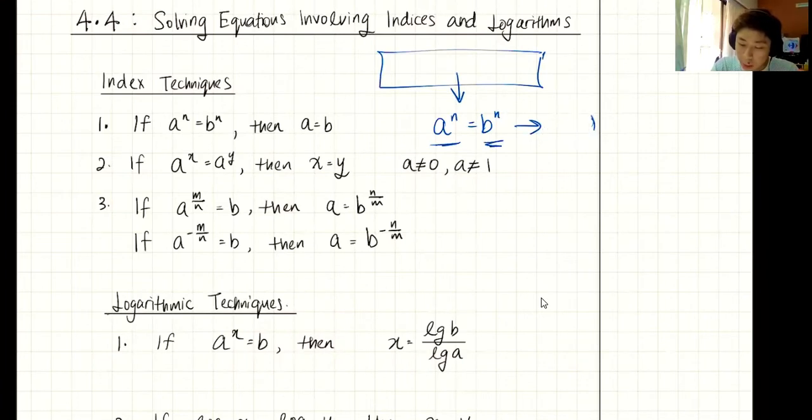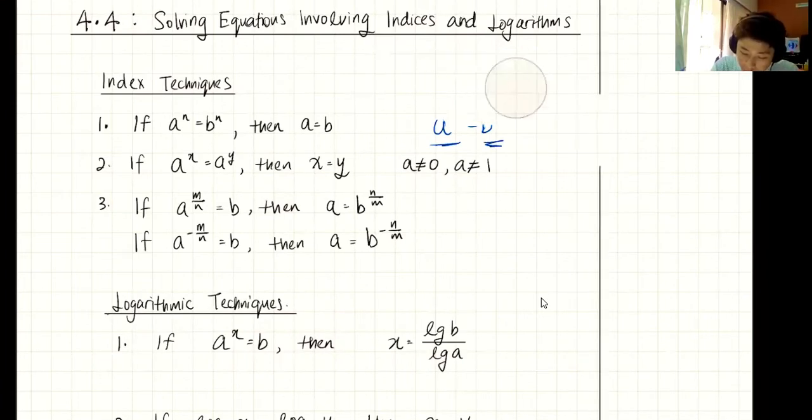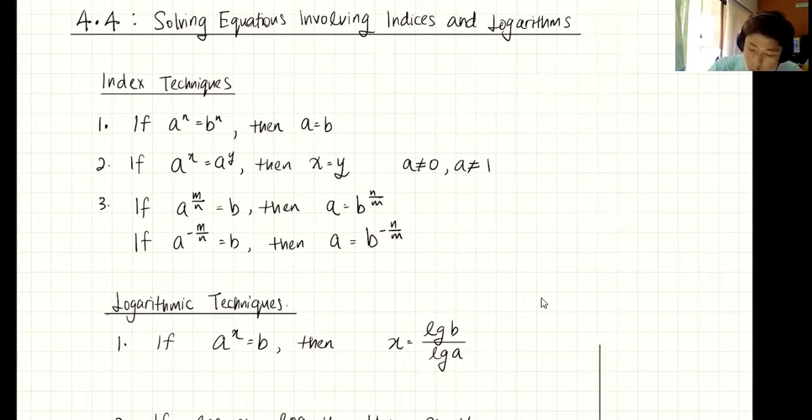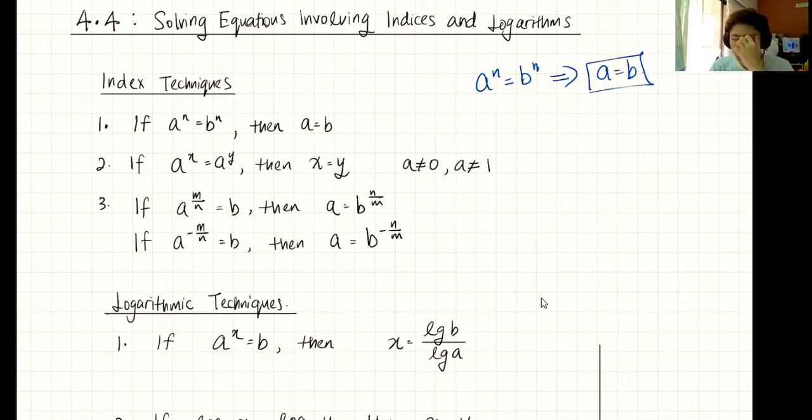When you have a to the power of n is equals to b to the power of n, you can automatically say that a is equals to b. You can learn it generally. There are conditions where you can't use it, but for exam questions, it's always possible for you to use this technique.